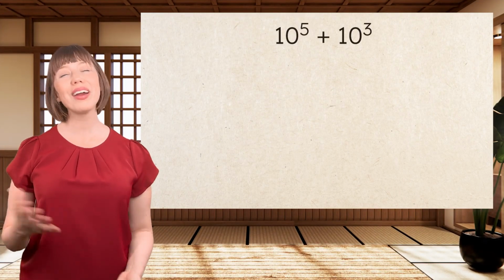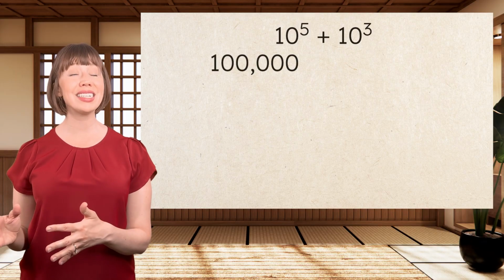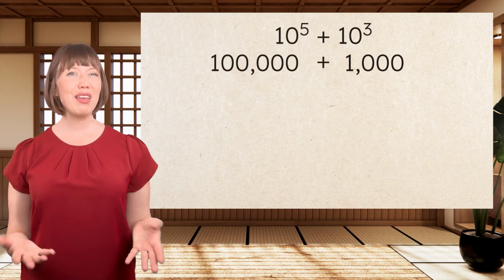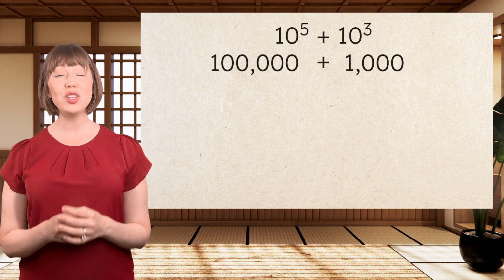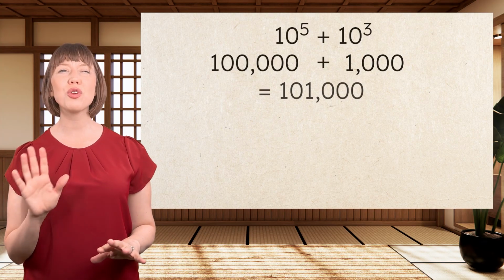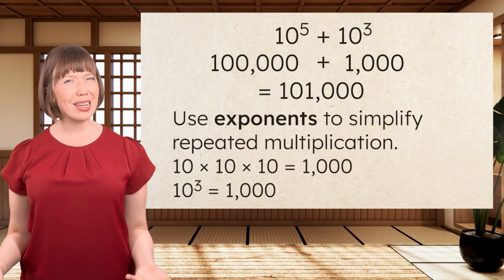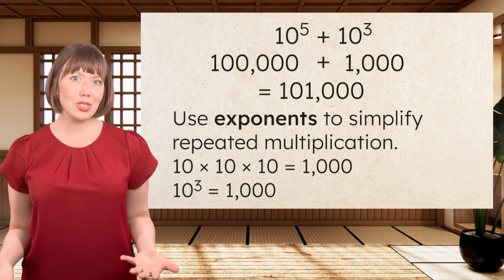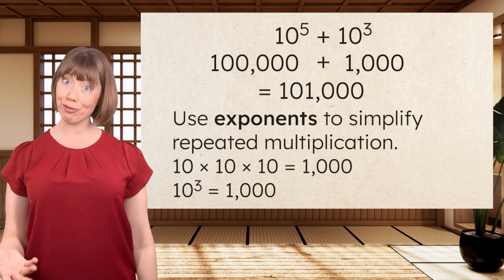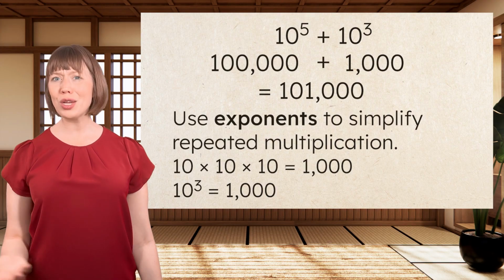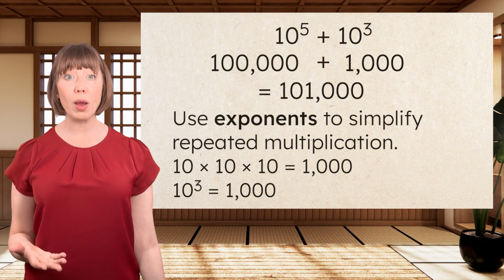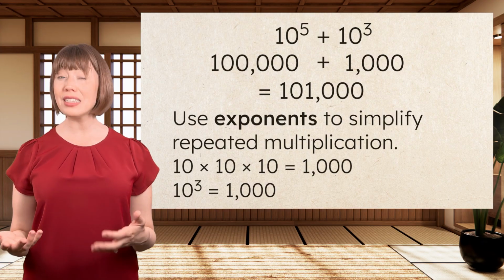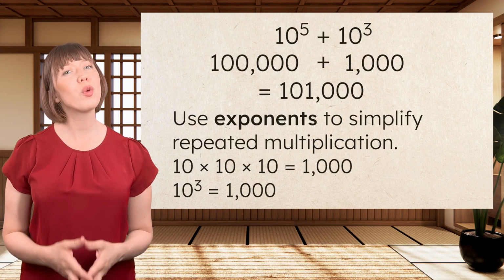Ten to the fifth power has a value of 100,000, and 10 to the third power has a value of 1,000. If you add these two values together, you get the final sum of 101,000. Using exponents is a simpler way to show repeated multiplication, like multiplying 10 by itself over and over. Instead of writing all the zeros, we can use an exponent to represent how many tens there are. That also tells us how many place values or zeros the number will have.